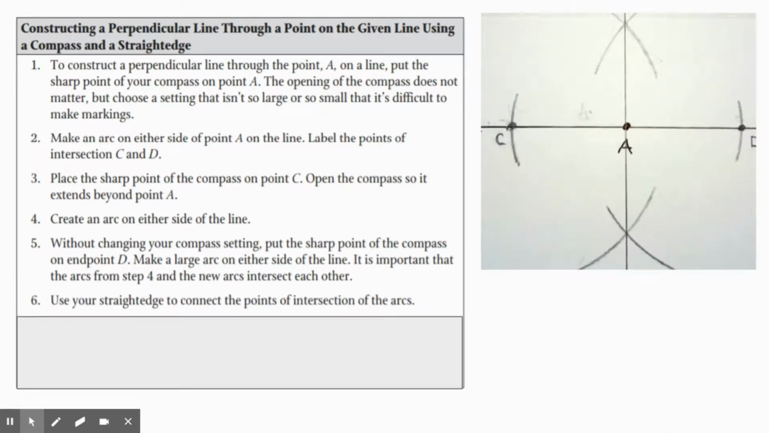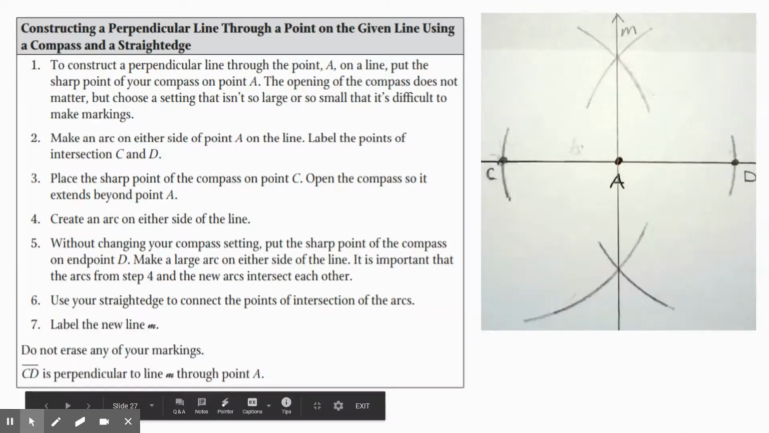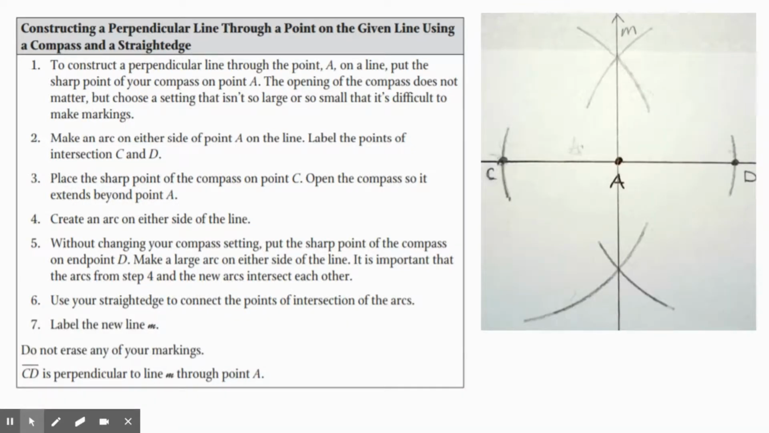And then draw the line that goes through. It's going to go through point A as well as where the arcs are intersecting. Do you guys see that? And there you go. That's a line M perpendicular to line segment CD, or line CD for that matter. It's the same construction as the perpendicular bisector. It's just that we had to come up with points C and D.